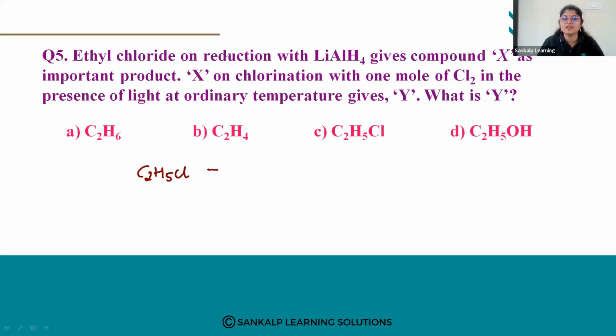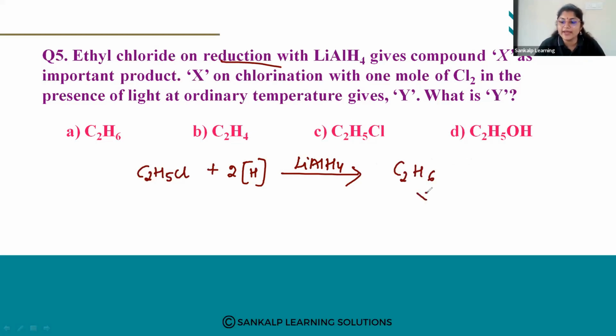If you treat ethyl chloride, you have to do reduction. Reduction means addition of hydrogen, in the presence of lithium aluminum hydride, which is a good reducing agent. So what will be the product? It will be C2H6. This is your X product.